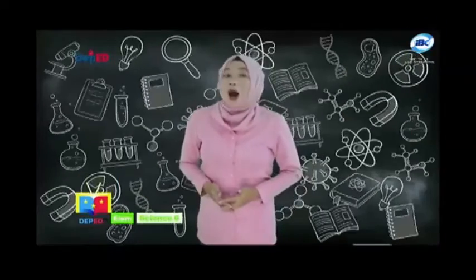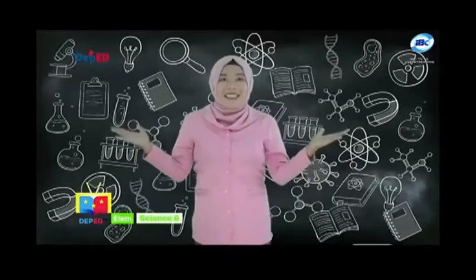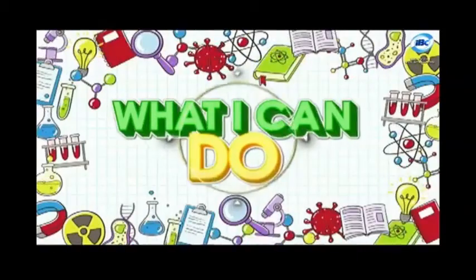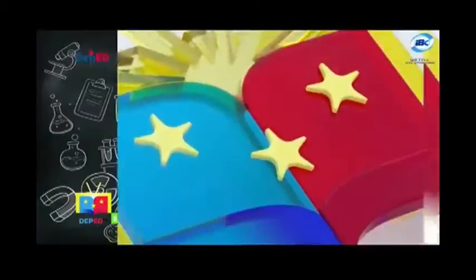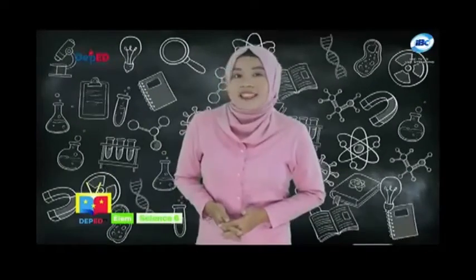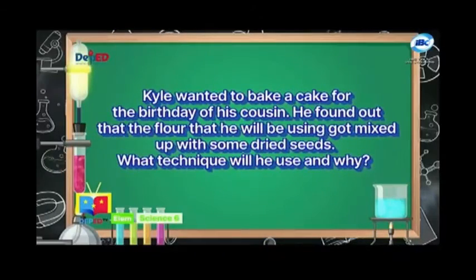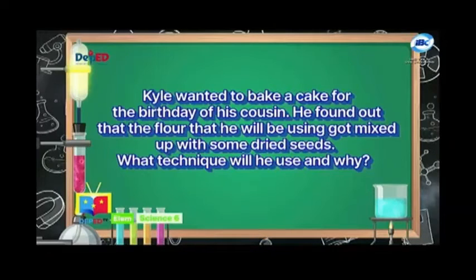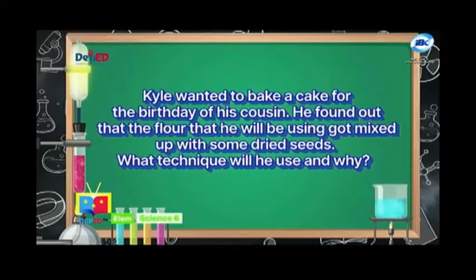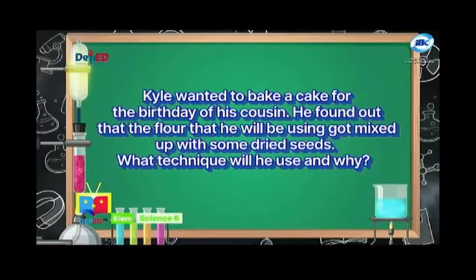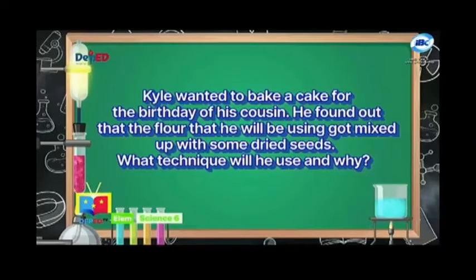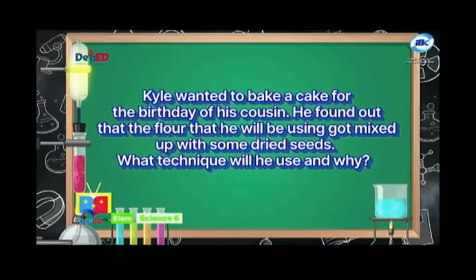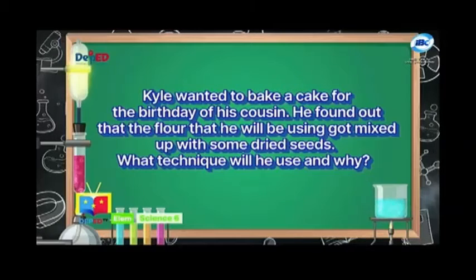Science-minded learners, are you ready for our What I Can Do? On your paper, write a short explanation in the following situations. Number 1. Kyle wanted to bake a cake for the birthday of his cousin. He found out that the flour that he will be using got mixed up with some dried seeds. What technique will he use and why?